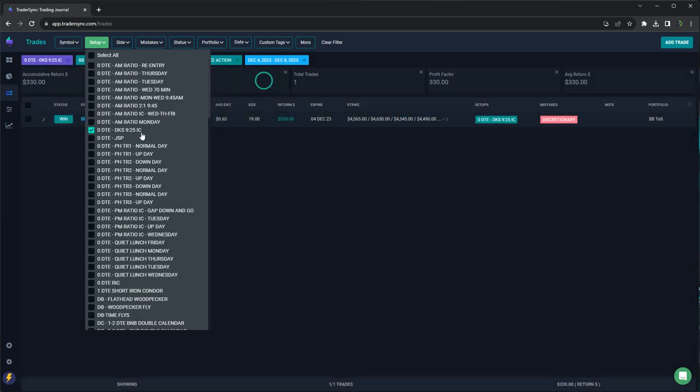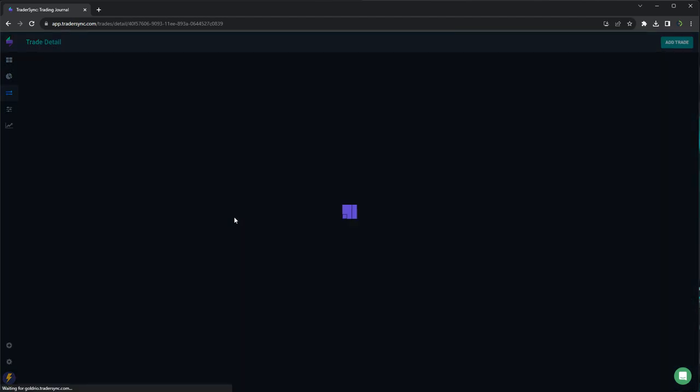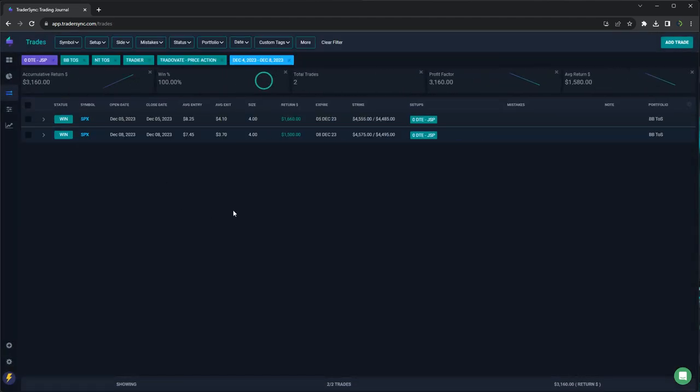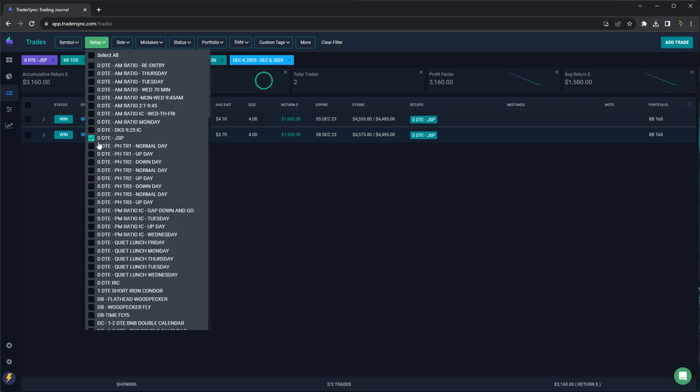DKS, I'm not really trading anymore. I did take a discretionary one, small $330 profit. JSPs, had two of those. Both were winners, one on Tuesday for $1,600, one today for plus $1,500, so a little over $3,100 on those two JSP trades.